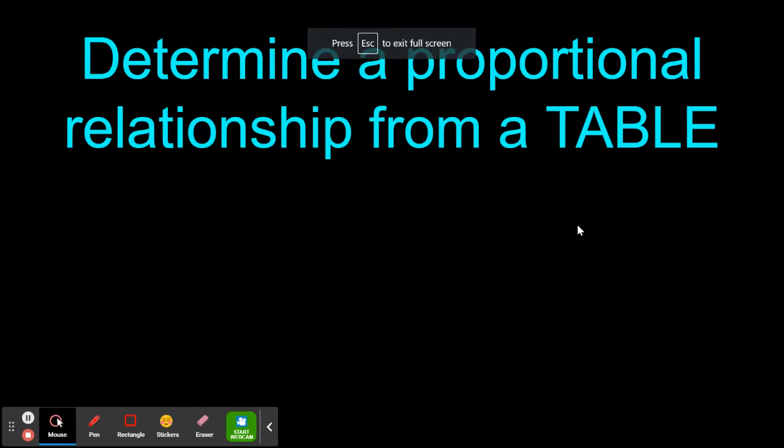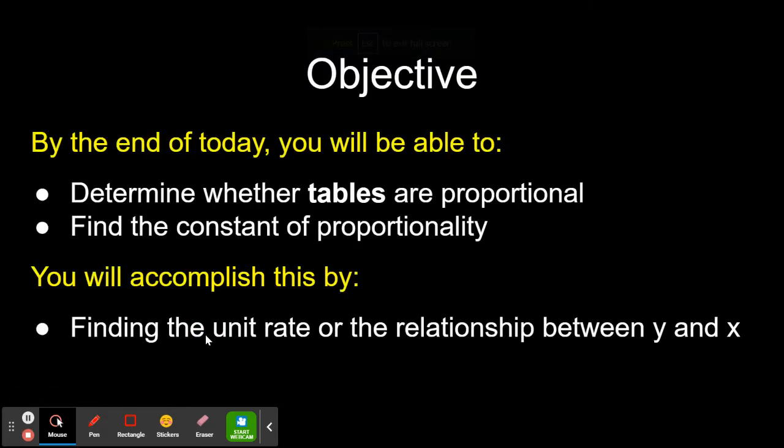Welcome back, everybody. Today we're going to be looking at how we can determine a proportional relationship from a table. By the end of today, you'll be able to determine whether tables are proportional and to find the constant of proportionality from that table. We'll talk about what that constant of proportionality is. You'll accomplish this by finding the unit rate of the relationship between y and x in the tables that we look at.